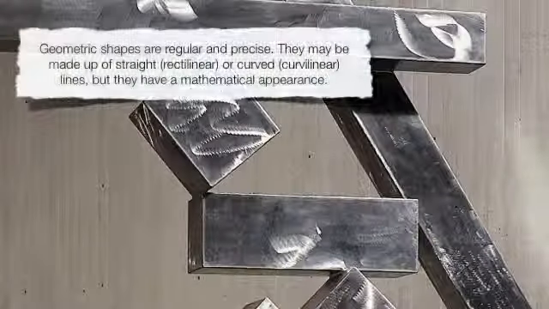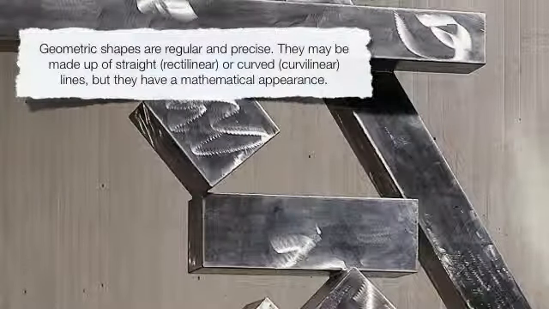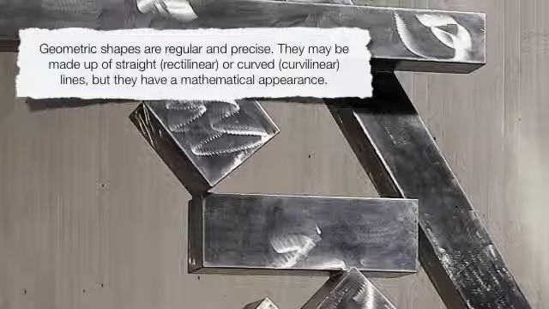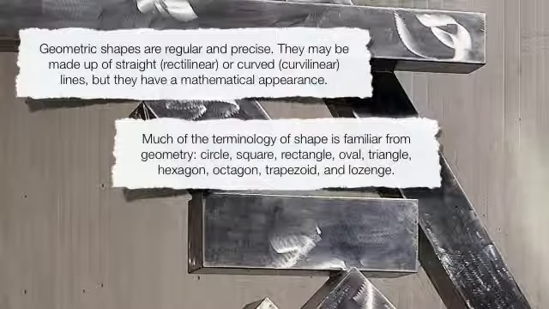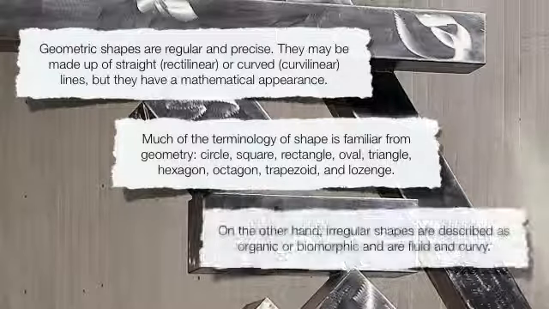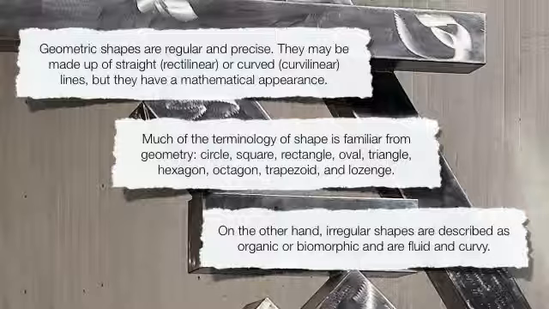Geometric shapes are regular and precise. They may be made up of straight, rectilinear, or curvilinear lines, but they have a mathematical appearance. Much of the terminology of shape is familiar from geometry: circle, square, rectangle, oval, etc. On the other hand, irregular shapes are described as organic or biomorphic and are therefore fluid and curvy. Let's examine geometric shapes in art.